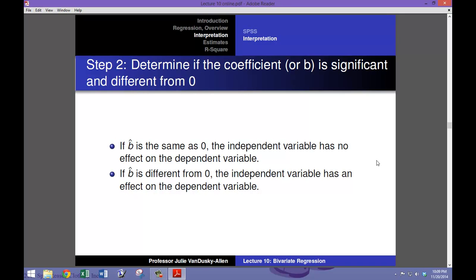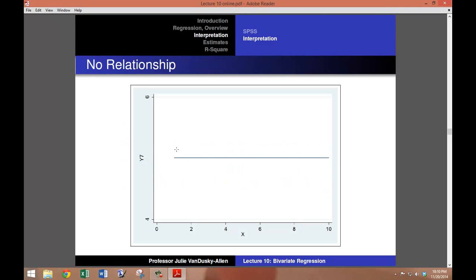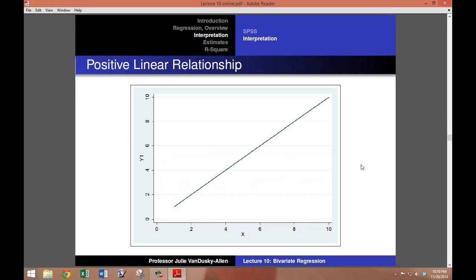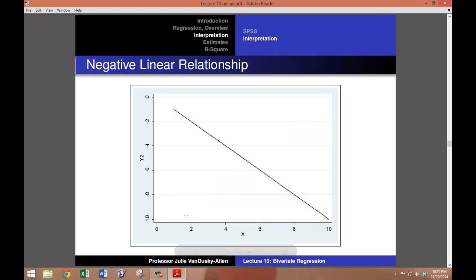The next step is determining whether the coefficient, or b, is different from 0. If b hat is the same as 0, the independent variable has no effect on the dependent variable. If b hat is different from 0, the independent variable has an effect on the dependent variable. Positive, whereas the independent variable increases, the dependent variable increases. Or negative, whereas the independent variable increases, the dependent variable decreases.